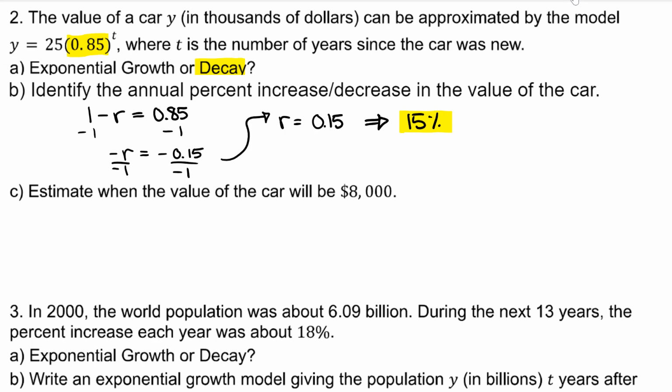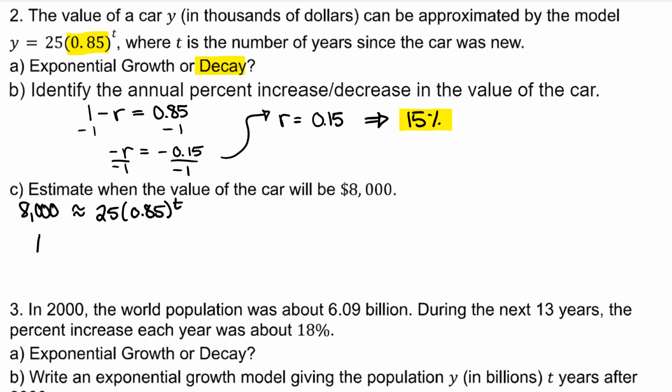We're looking for when does 25 times 0.85 to the t equal approximately 8,000. So try plugging in some values of t and see which one gives you the closest result to 8,000. When I plugged in t equals 2, I got y equals 18.0625. Now remember, this is in thousands of dollars, so that'd be about $18,000. That is not 8,000, so I'm going to need to go further than t equals 2.